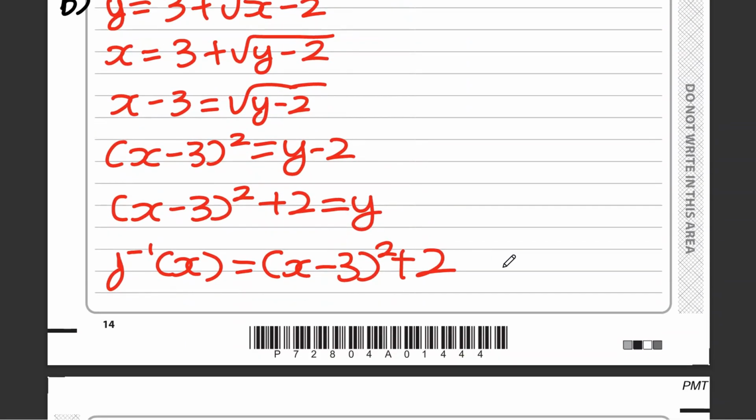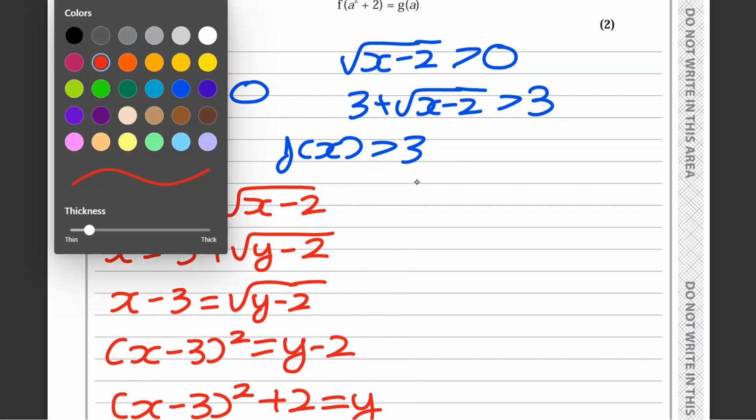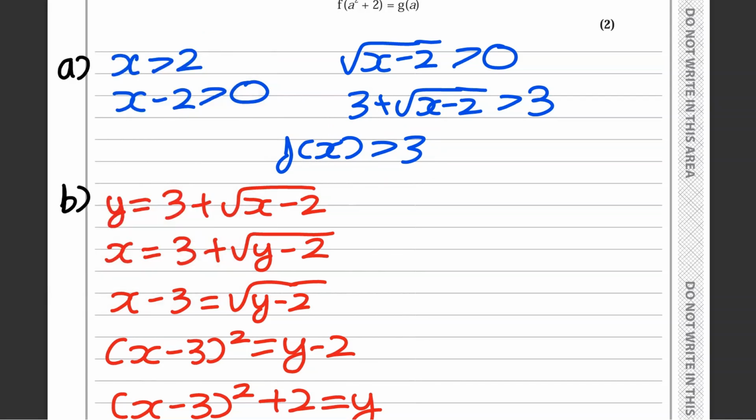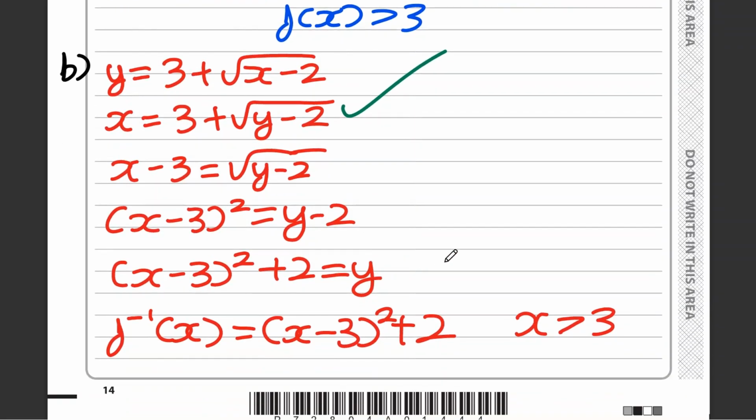So therefore it's where x is bigger than 3, because this is the value domain. So in order to get all 3 marks here, you firstly have to do this approach where you switch around the X and Y, and then you need to get it into this format here, this (x minus 3) squared plus 2, and to get the 3rd mark you need to say where x is bigger than 3.